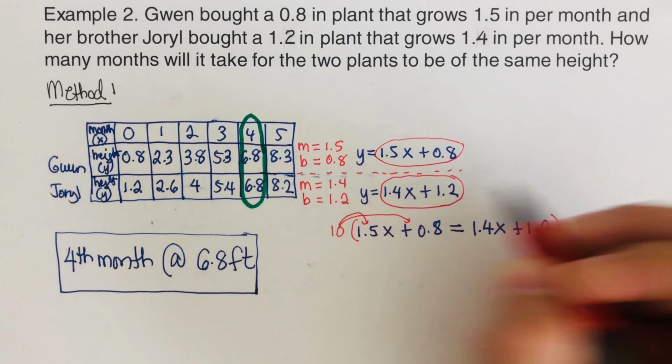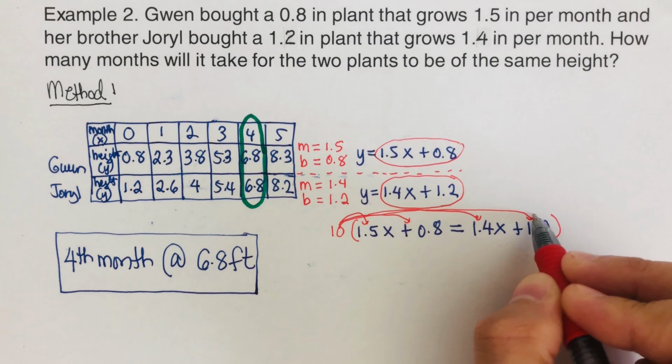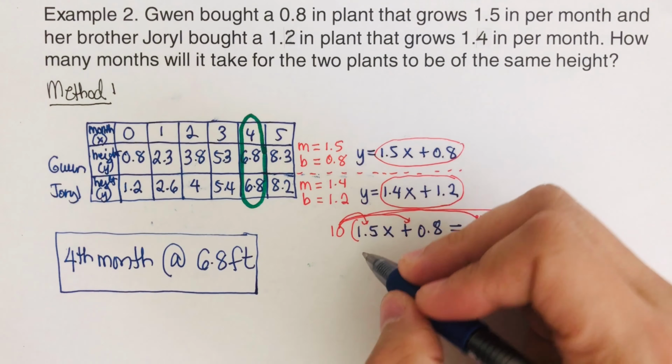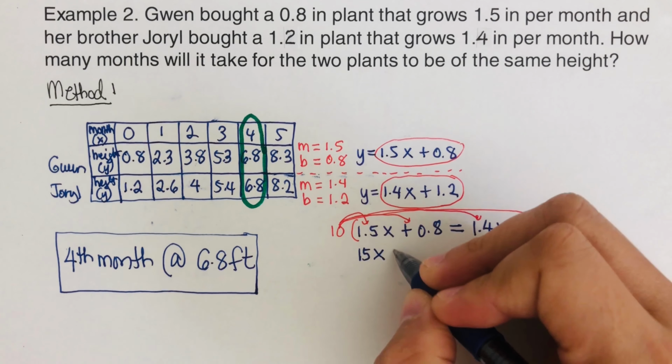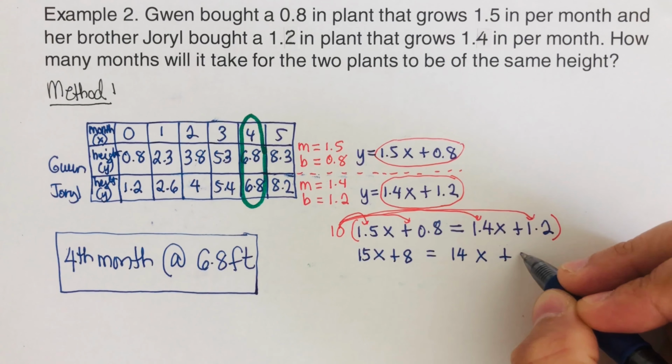Again, please be careful because others are multiplying 10 only to the first part. That is not the way we do it. It has to be to all of them inside the parentheses. So this would come out 15x plus 8 equals 14x plus 12.